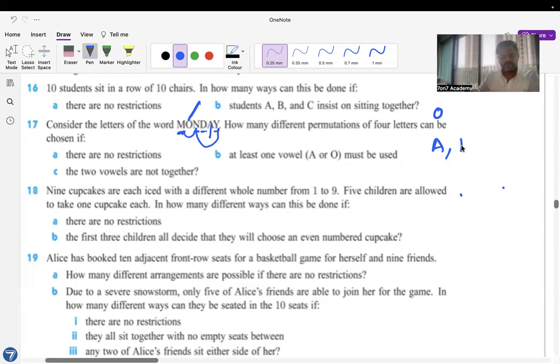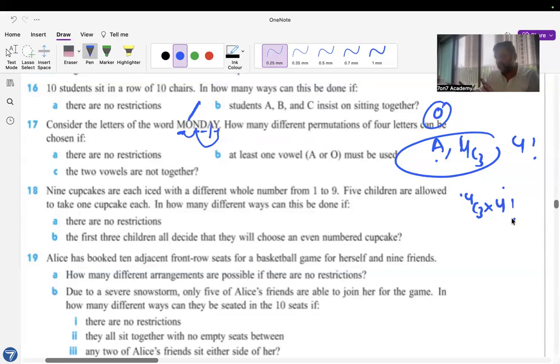There are 4 ways because it's 6 letters. O you're not taking, A you have taken. 2 gone, so only 4 remain. 3 you have to select, so 4C3. Total becomes 4. So 4 factorial. So 4C3 into 4 factorial is when you select plus arrange. When you take A, when you take O, then it's the same. When you take both, then you only have to select 2 more. So O, A, then selection is 4C2, and then arrangement is 4 factorial. Understand? You add all of them, so this or this or this.